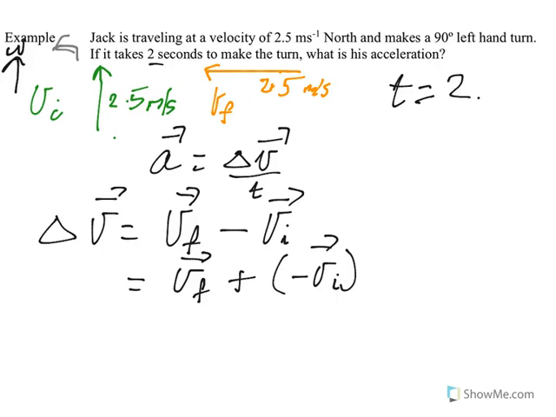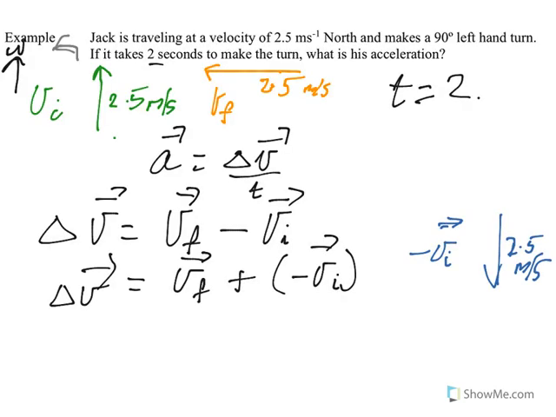Let me draw it in blue. Negative VI would be the opposite direction to VI, and still 2.5 metres per second. Our change in velocity, we've got to add those together. I'll go to the next page. So it's VF plus the negative of VI. I'll write that again: the change in velocity is VF plus the negative of VI.